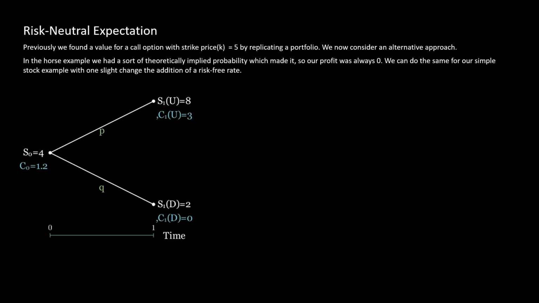So let's take a look at our current model. Currently, we have a stock which at time 0 is at 4, and it can go to 8 or 2. We're going to pretend we don't know the call option's price at time 0, but what we will be seeing previously is the call option at time 1, either with 3 or 0.